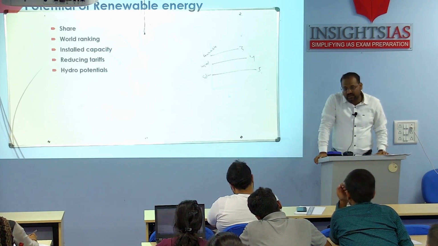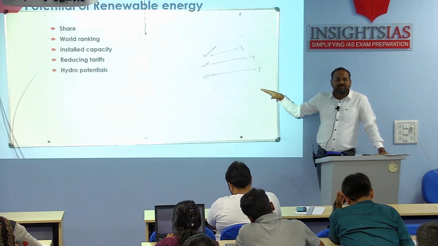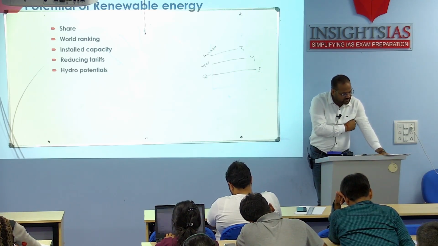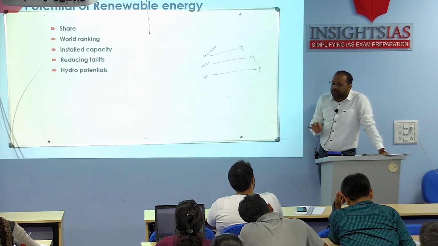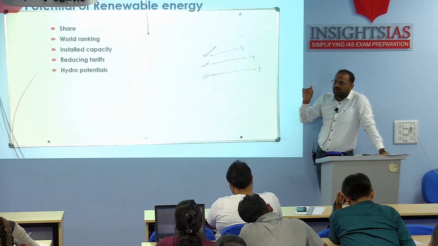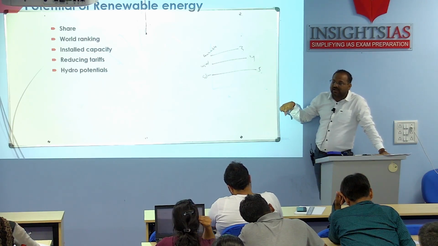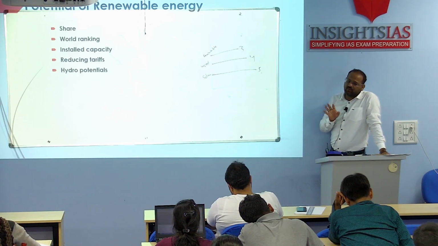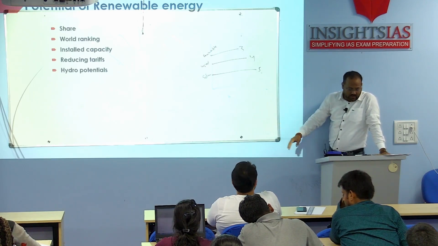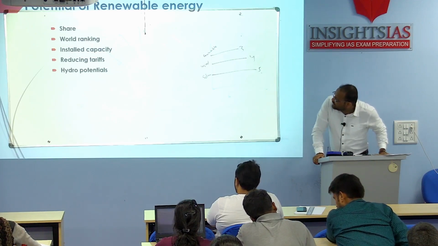Reducing tariff: they are saying that it has been reducing. We were talking that the initial cost was very high, but they are saying that the tariff is now reducing. How they have presented the data is that in 2010 it was rupees 18 per kilowatt hour. The unit of power is per kilowatt hour. It was rupees 18 per unit, and in 2018 it has reduced to just rupees 2.4. It has reduced from 18 rupees to 2.4. So the tariff is reducing.